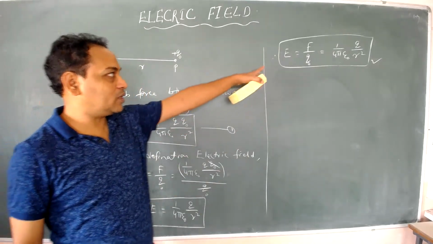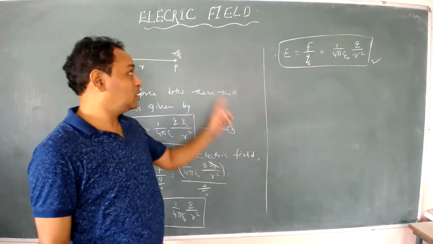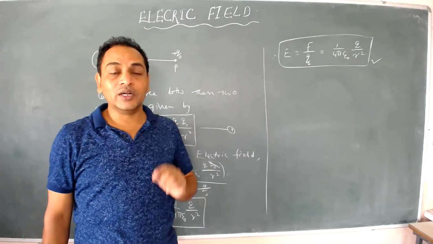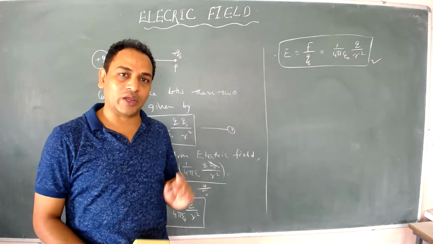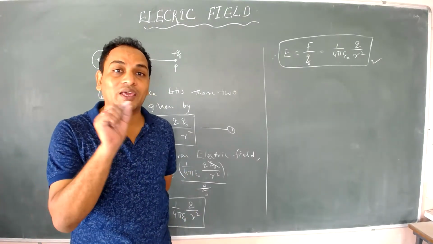Now, this value will give the magnitude of electric field intensity at this point due to this charge. Now, I can write that in vector form. To write in vector form, what do we have to write? One more term we have to include there. What is that? That is called R cap.